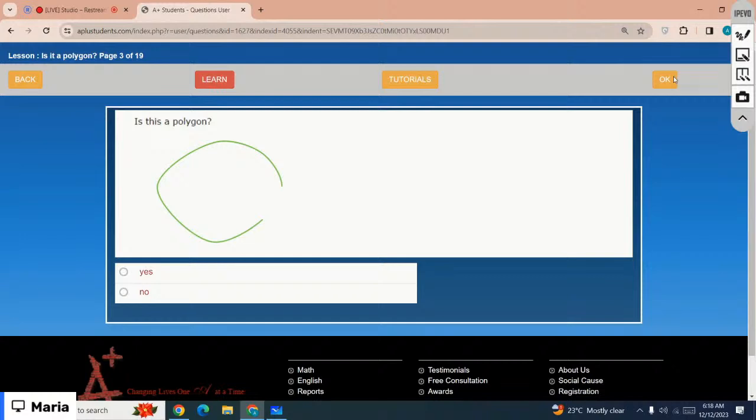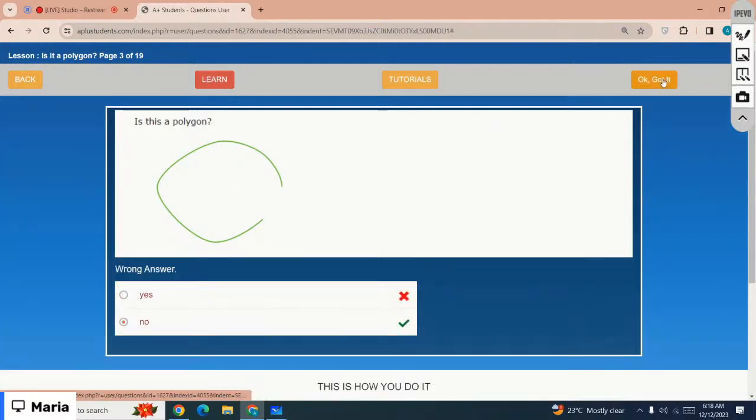Is this a polygon? The correct option is yes, it is a polygon. Oh no, sorry, that is an open shape, so no polygon. The correct option is no, this isn't a polygon.